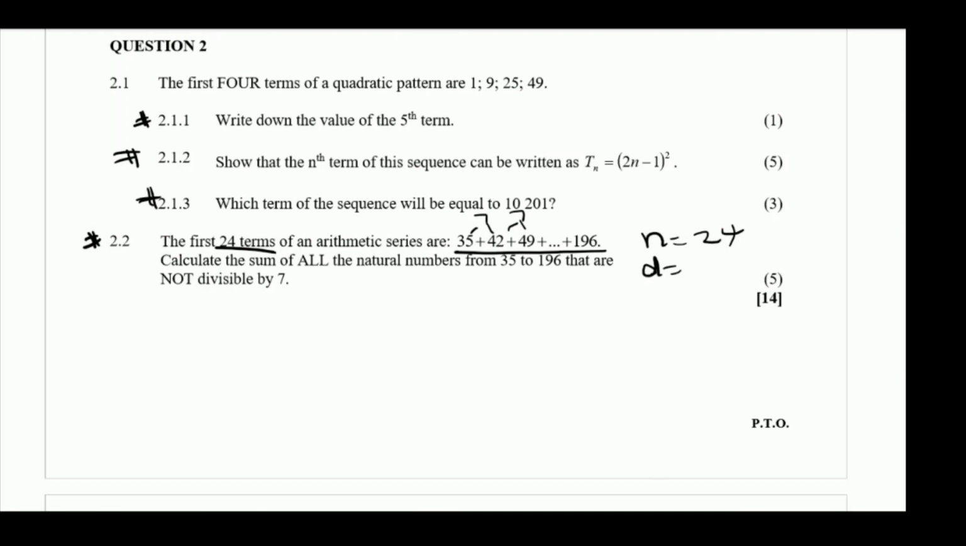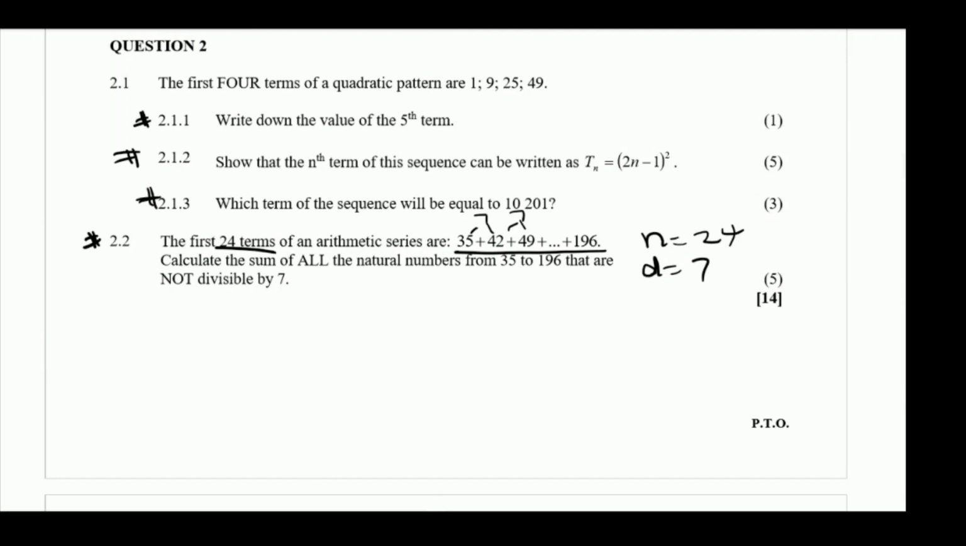So we know that d is equal to 7. The common difference is 7. You can say 42 minus 35, you'll get 7. You can say 49 minus 42, you get 7. So the difference is 7.